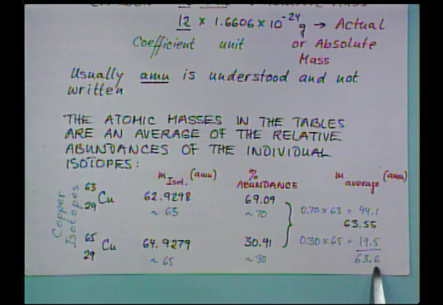And look, I calculated by rounding the number 63.6, and the real literature mass of the average is 63.55. Those are often the masses you see in the periodic table. They already represent averages of various isotopes.